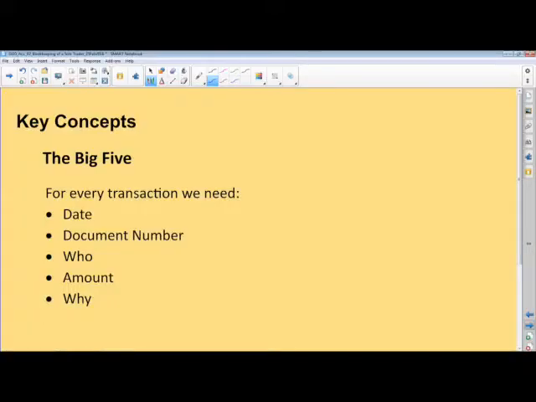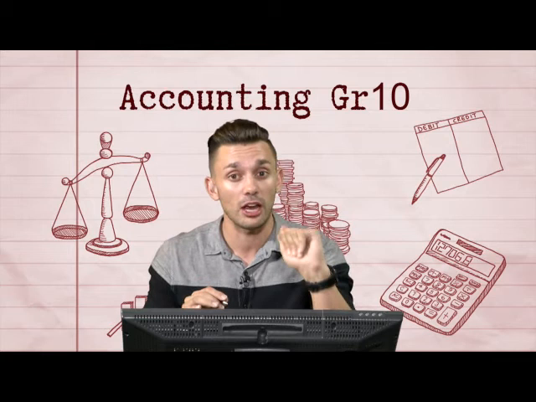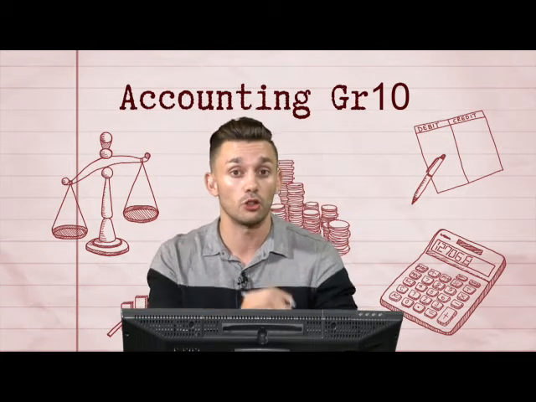I have a big five for every transaction. The big five, meaning we have a date, that's number one. We'll have a document number, which is number two. We have a number three, who paid me. We have a number four, the amount we received. And we have a number five, why did we receive money or why did we pay? And you can use these five notes for mostly all journals, especially your three cash journals, your debtors and your creditors and the two allowance journals.